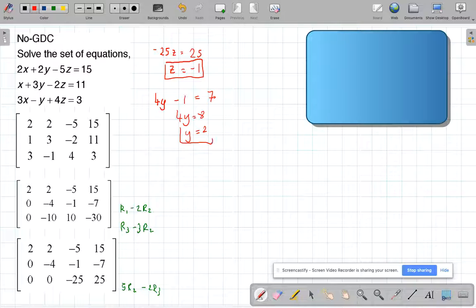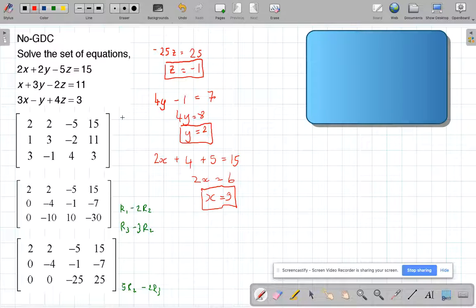So that's the second value done, and then finally it goes to the top line, 2 x's, 2 y's, and remember that y is now 2, so 2 2's are 4, minus 5, and z is minus 1, so that's minus 5 times minus 1 is plus 5, and that all equals 15. So I've got 2x, add 9, so I'm going to take 9 from both sides to give me 2x is 6, and so x equals 3, and there are my 3 values.